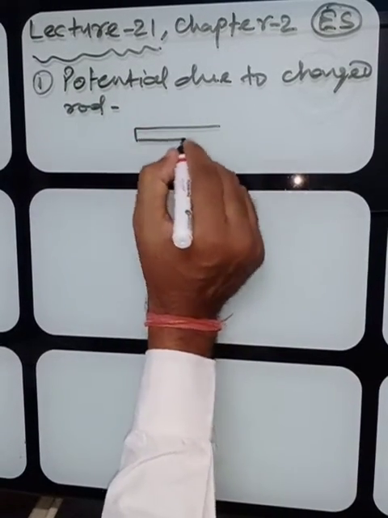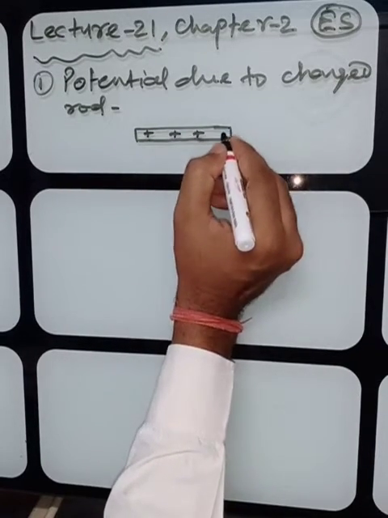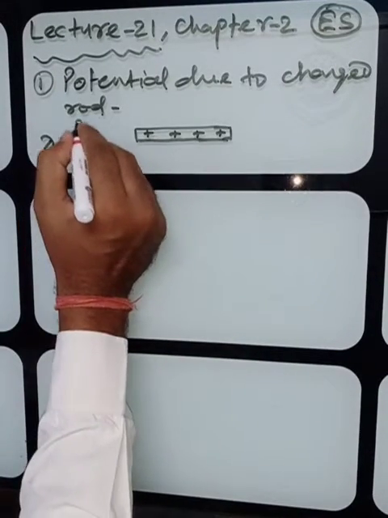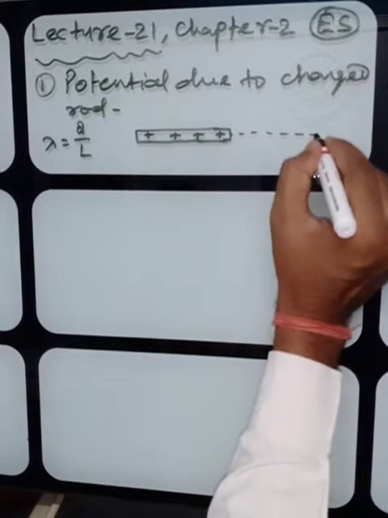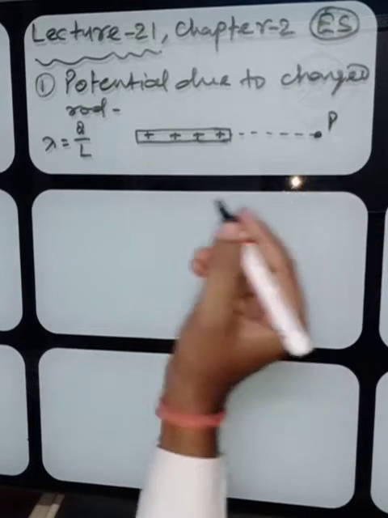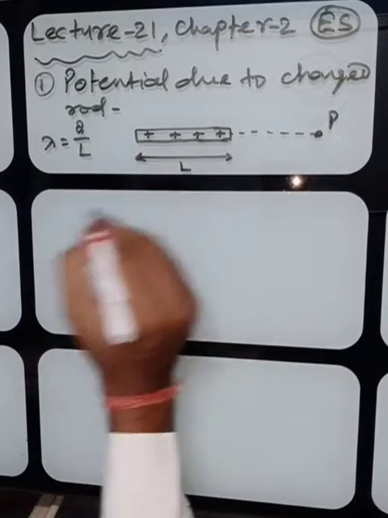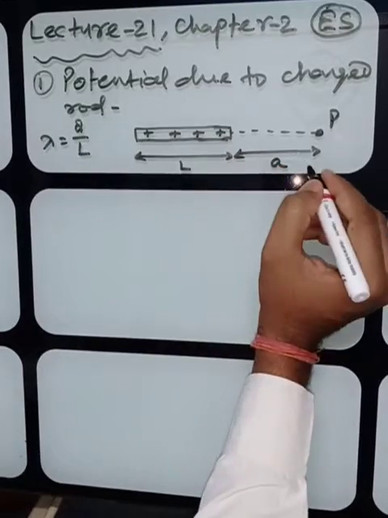My dear students, suppose this is a rod of linear charge density lambda. It is the charge per unit length. We have studied this already. We have to find the potential at a point P. Suppose the length is L, and we have to find the potential at a distance A.